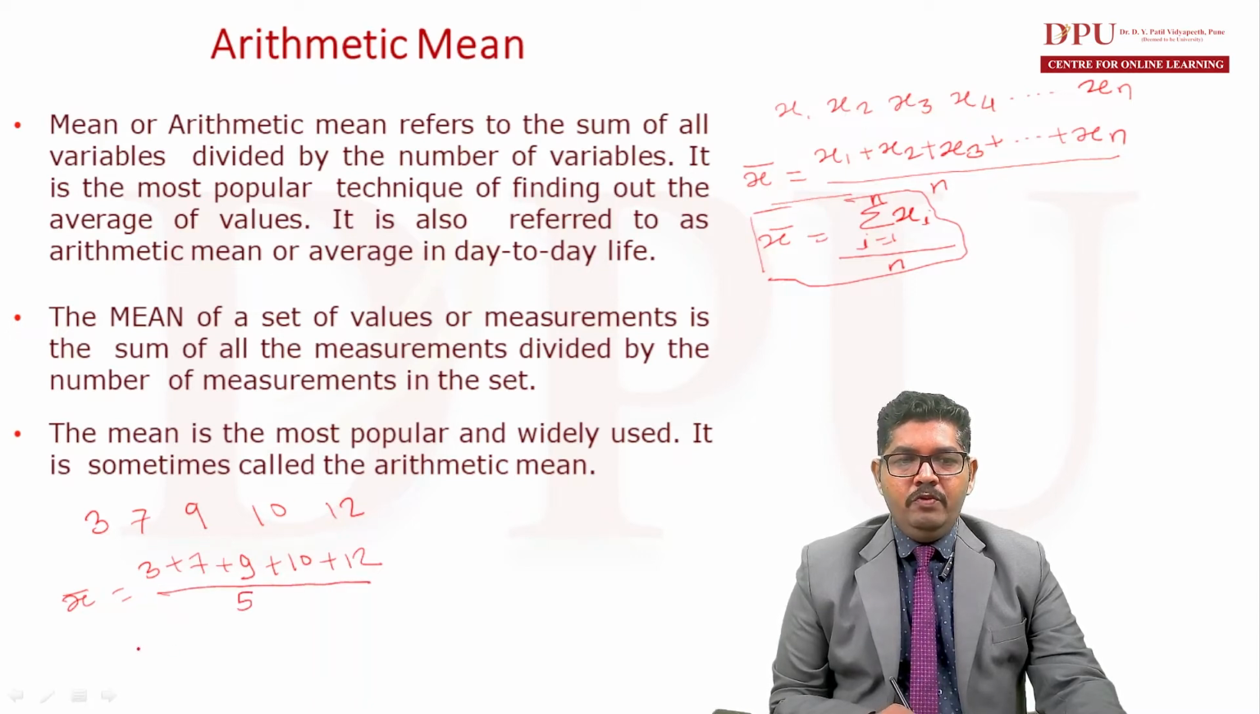So divided by 5. This will give us 3 plus 7 is 10, 10 plus 9 is 19, 19 plus 10 is 29, 29 plus 12 is 41. 41 divided by 5. We know that 5 eights are 40, and 5 twos are 10. So 8.2 is the average or mean of these 5 numbers. Instead of writing all these numbers, we can say that the mean of these numbers is 8.2.